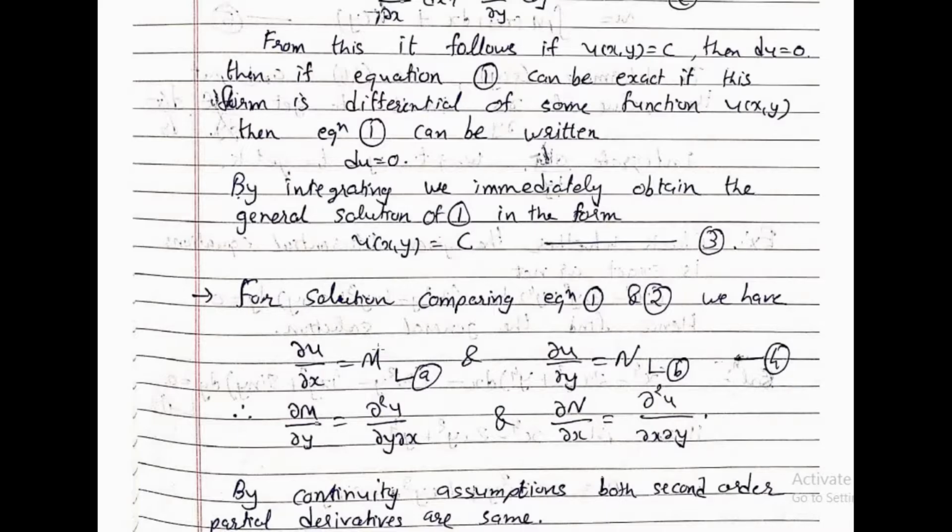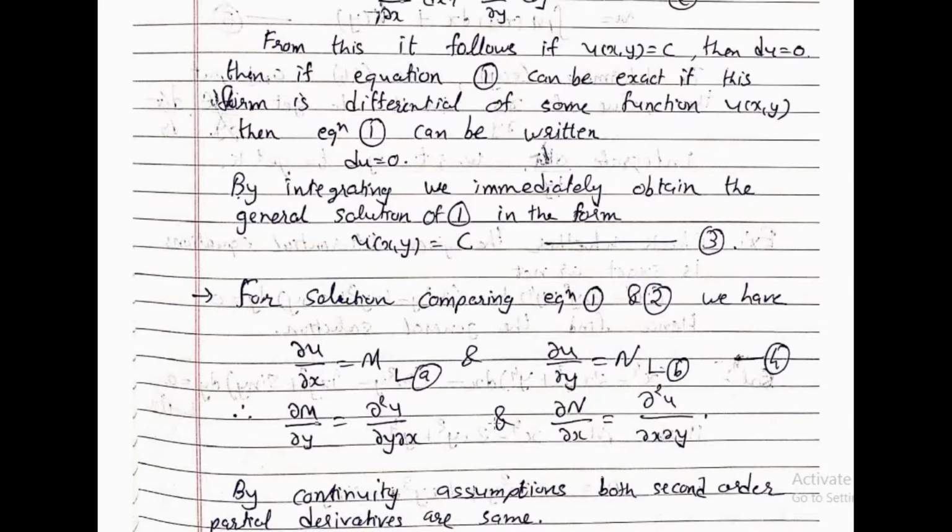So M is equal to del u by del x and N is equal to del u by del y. Now differentiating this term with respect to y and this term with respect to x. So this term differentiated with respect to y will be del square u upon del y del x is equal to del M by del y. And the derivative of this term with respect to x, that will be del N by del x is equal to del square u upon del x del y.